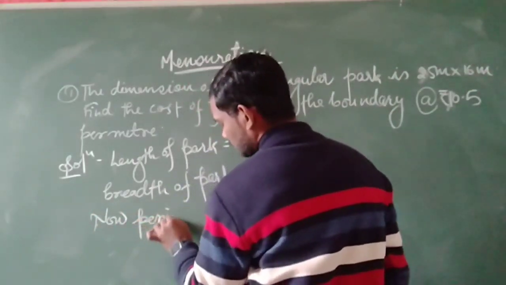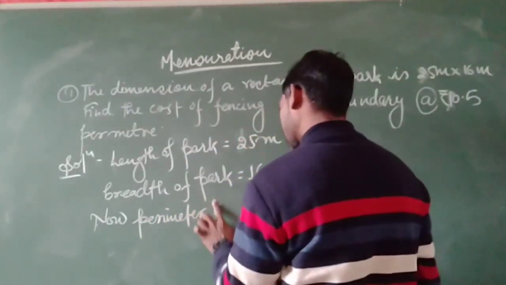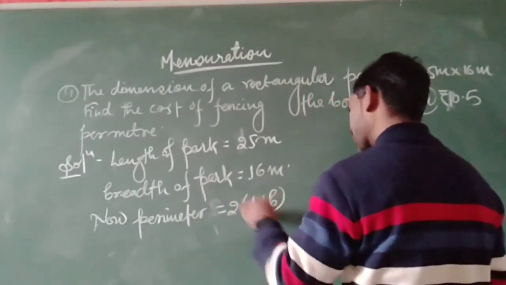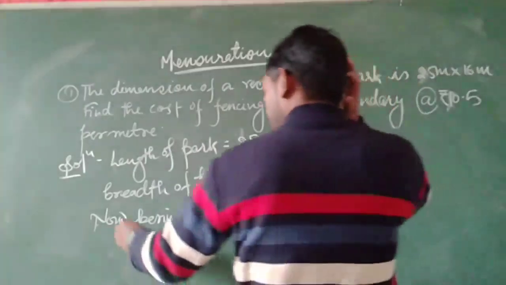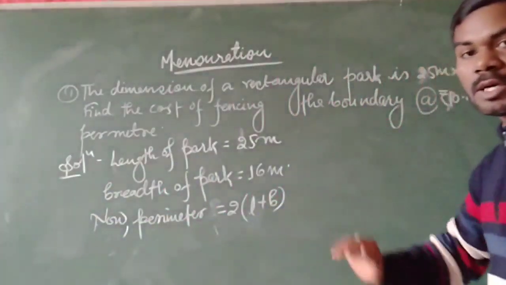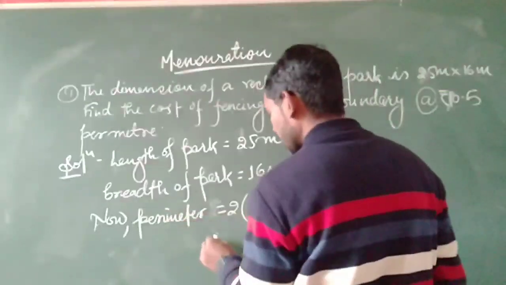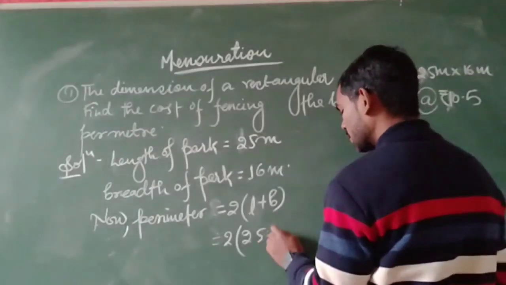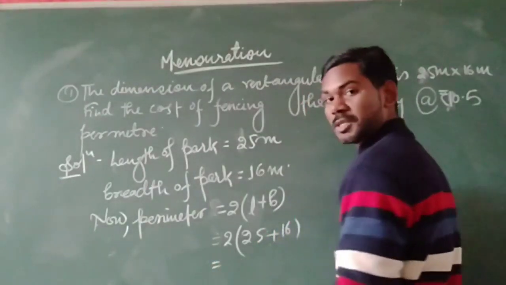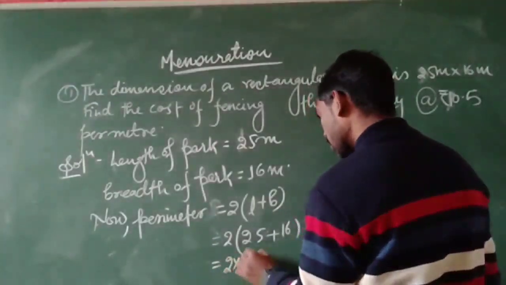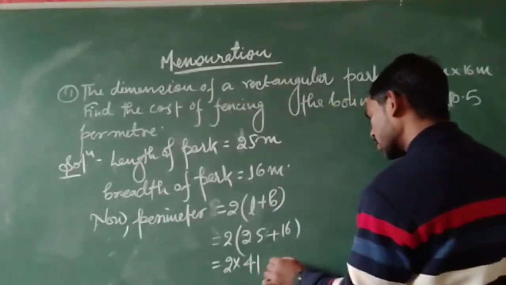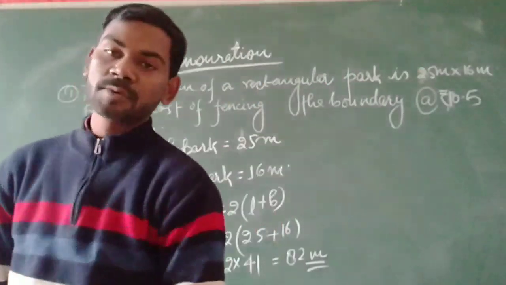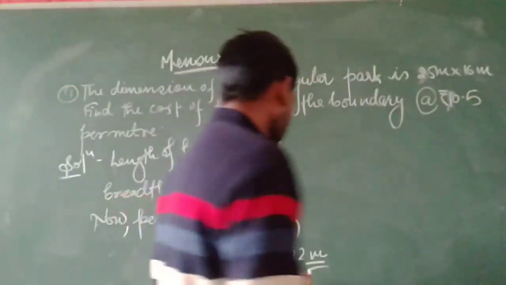Now perimeter is equal to 2 times of length plus width. This is the formula. So put here the values of L and B: 2 into (25 plus 16), and this is equal to 2 into 41, which is equal to 82 meter. Therefore the perimeter, that is the total length of the boundary of the park, is 82 meter.